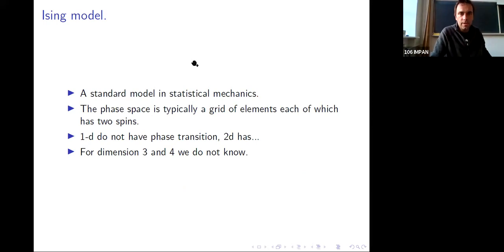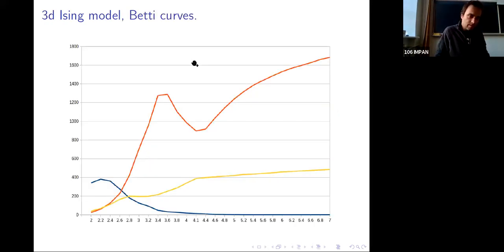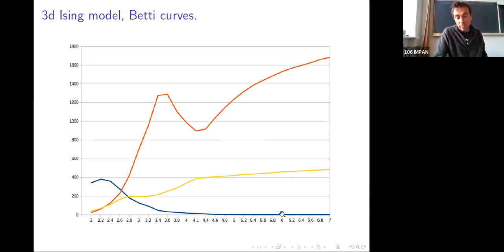So we do the same experiment in dimension 3, and over here we can see the zero-dimensional Betti number, which is the blue curve, the one-dimensional, which is yellow, and the two-dimensional, which is the red curve. And yes, we are sampling this space.